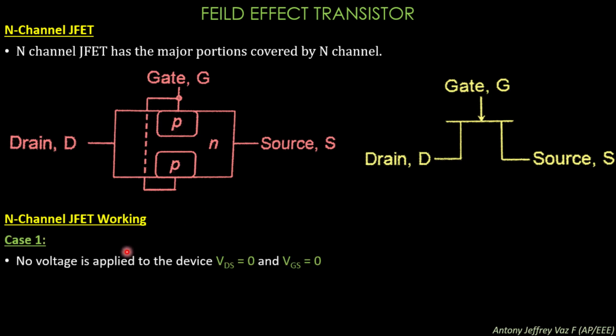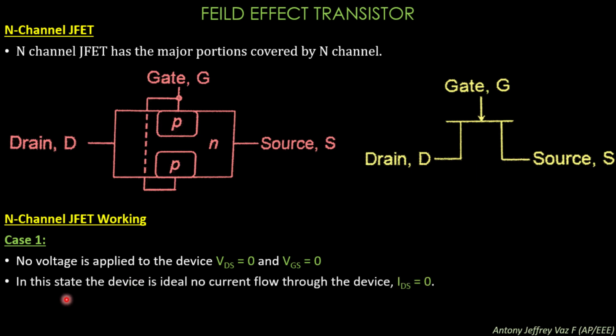In case 1, no voltage is applied to the device. VDS, the voltage across drain and source, and the voltage across gate and source, VGS, are both 0 volt. In this state the device is idle and no current flows through the device, so the current from source to drain, IDS, is equal to 0.